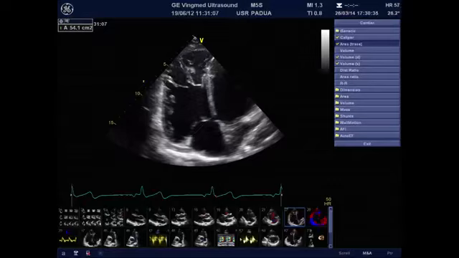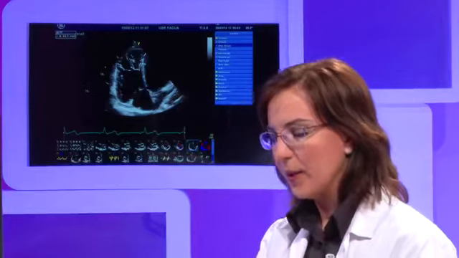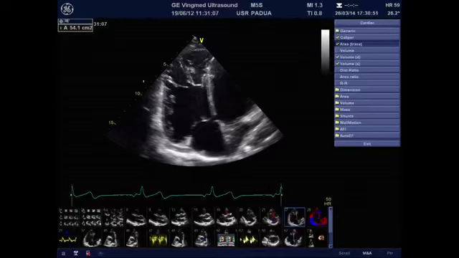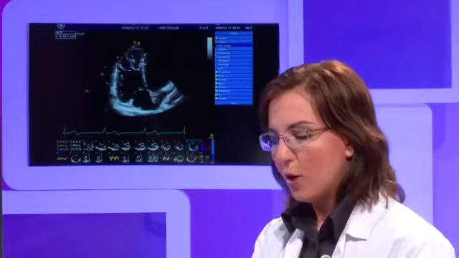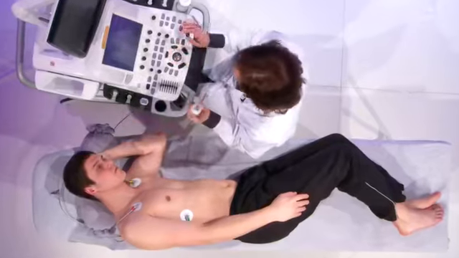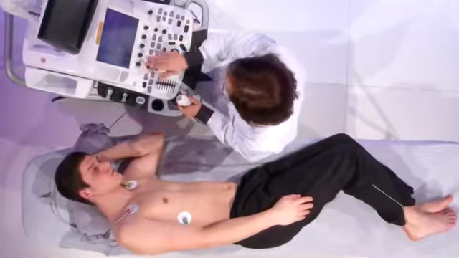If we have the possibility to perform also 3D echo imaging, it is recommended because it is more accurate and more reproducible, especially in patients with congenital heart diseases, and nowadays it is the recommended method for assessing the performance and the size of the right ventricle. For performing this examination, we need to select the 3D probe.